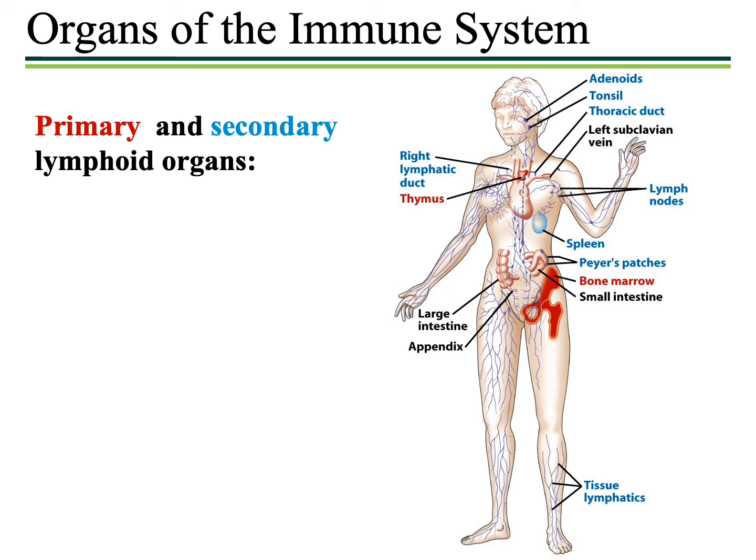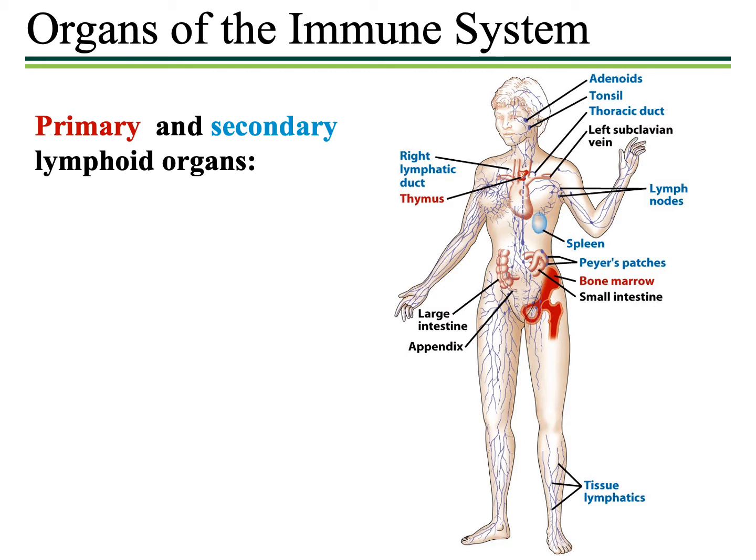Today's lecture focuses on the organs of the immune system. The organs of the immune system are listed on this slide and divided into two broad categories, those referred to as the primary lymphoid organs and those referred to as the secondary lymphoid organs.